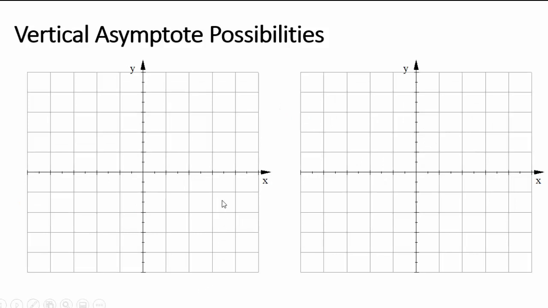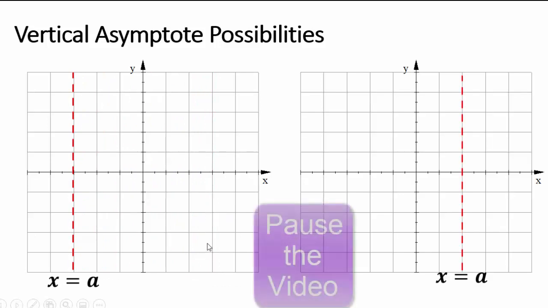All right, let's see what possibilities there are for a vertical asymptote. If you have x equals a as a vertical asymptote, you can have positive vertical asymptotes or negative vertical asymptotes. Again, pause the video here and create graphs that can have x equals a as their asymptote. And you can have more than one vertical asymptote. You can have as many as you want. You can even have infinitely many vertical asymptotes. Those are points where the denominator is zero.